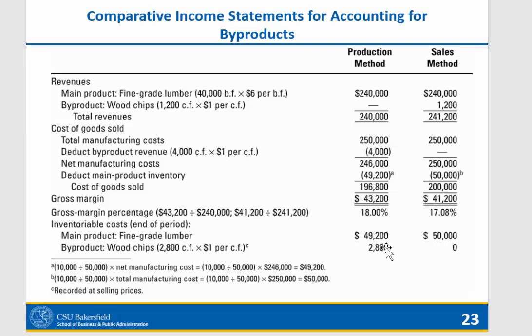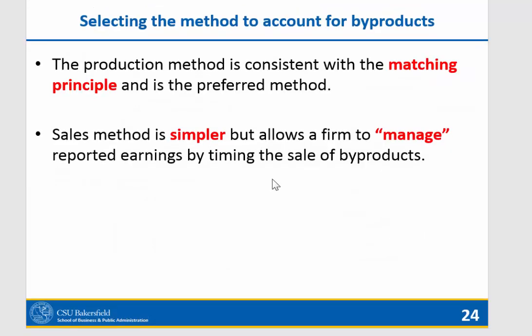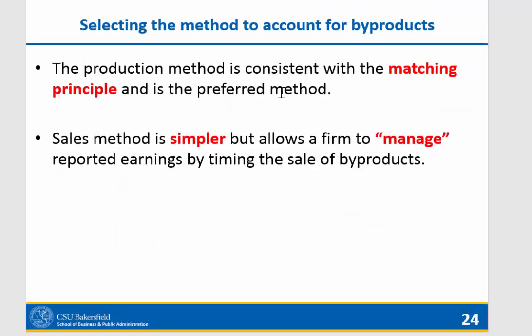Which is consistent, because the whole idea is if you have a smaller CGS, normally you are going to report a higher gross margin. Then you're going to have a larger inventory cost in the end. Same for the sales method: when you have a small gross margin, then you tend to have a smaller inventory. So that's a very typical relationship.